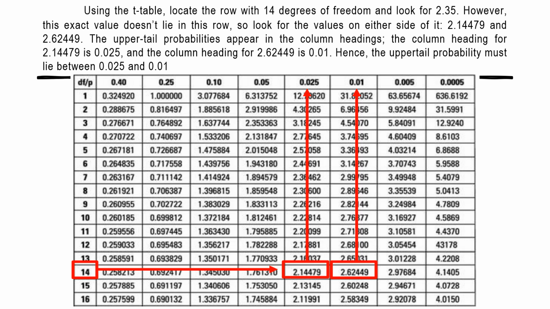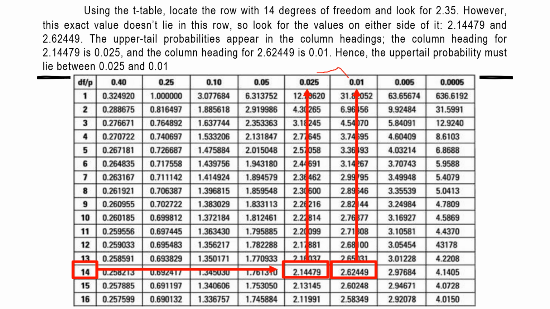The column heading for 2.14479 is 0.025, and the column heading for 2.62449 is 0.01. Hence, the upper tail probability must lie between 0.025 and 0.01. So your values should fall in between these two values, from 0.025 to 0.01.